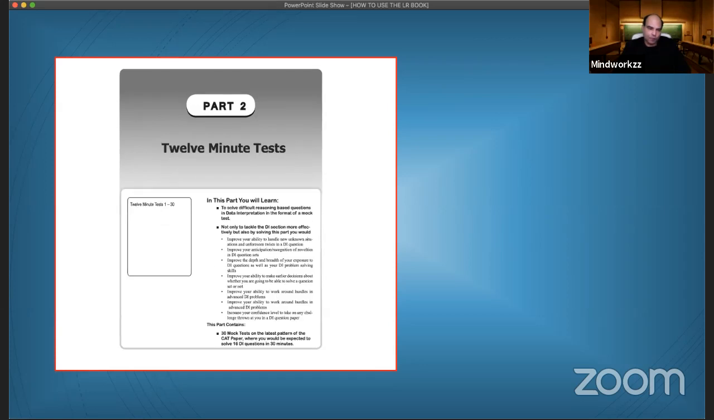And that is then followed by the 12-minute tests. So these are 30 tests, and why I've called it 12-minute tests and not 10-minute tests is because 12 minutes should be the upper limit of solving these kinds of sets. So you try to take these tests as 12-minute tests, one set each.